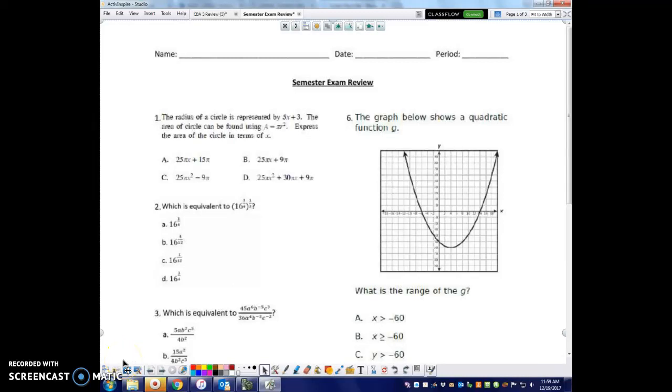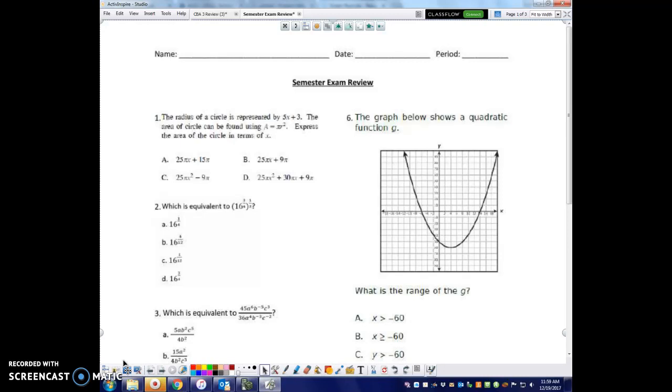All right, your semester exam is almost here, so we're going to go over the review. I'm mainly going to do calculator strategies in this review. We're not going to do a whole lot of the other way, because if you can do the other way, then you're doing just fine. But calculator strategies is a good way to check your work if you are doing it by hand.